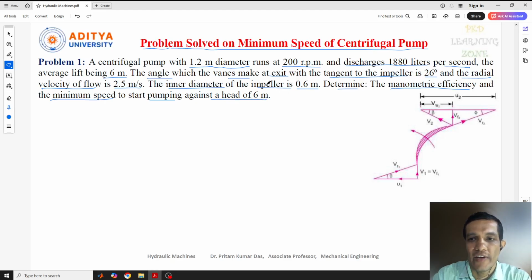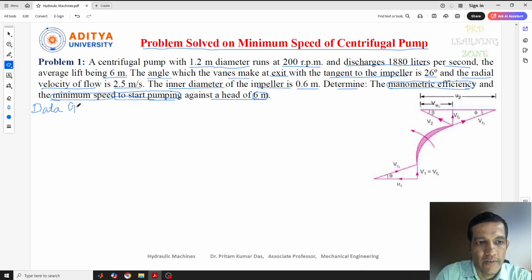So this is the question given, and here we need to find out the manometric efficiency and we need to find out the minimum speed to start the pump, where the head is 6 meter. So these are the data given and we need to find out these two things. So first of all, I'll write the data given here, and meanwhile we need to also understand the velocity triangle for the pump. So this is the velocity triangle of the pump. So let me write some data, then we'll also discuss about the velocity triangle.